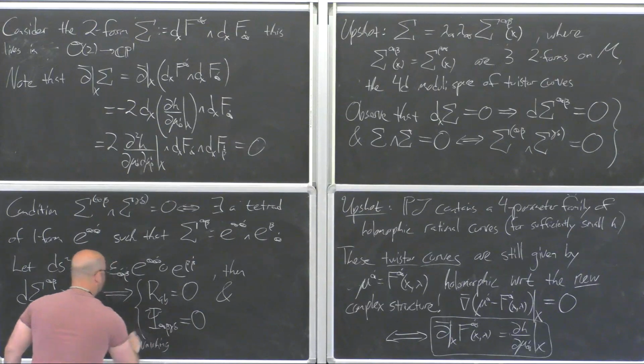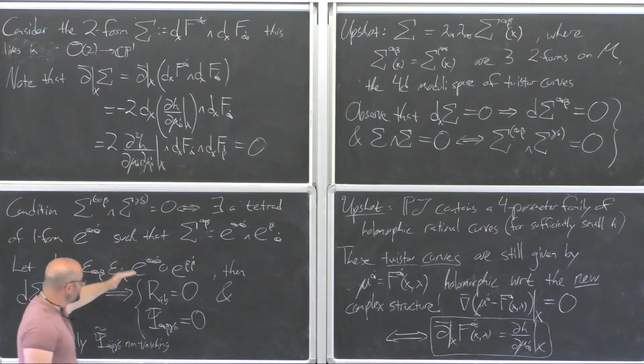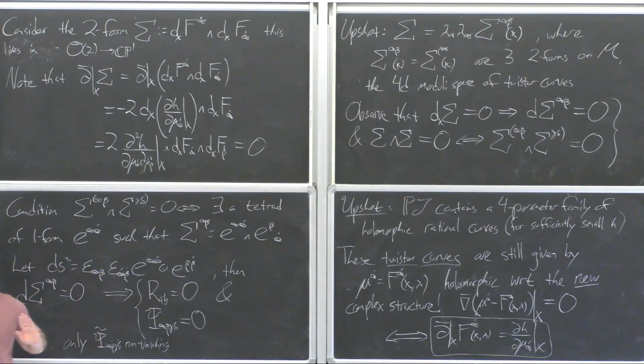This is the only thing that's allowed to be non-vanishing. So on the one hand, we get something cool. We get a one-to-one correspondence between complex deformations of Twistor space and curved self-dual 4 manifolds. On the other hand, we only get self-dual 4 manifolds.